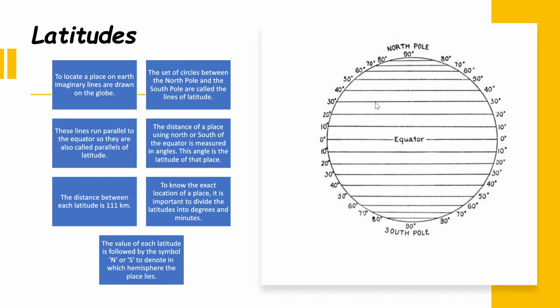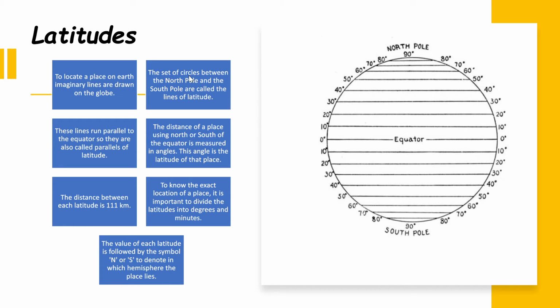Now, what are latitudes? The equator is also a latitude, and there are several latitudes. These are all imaginary lines. So what is the use of latitude? To locate a place on Earth, imaginary lines are drawn on the globe. There are several imaginary lines that have been drawn.